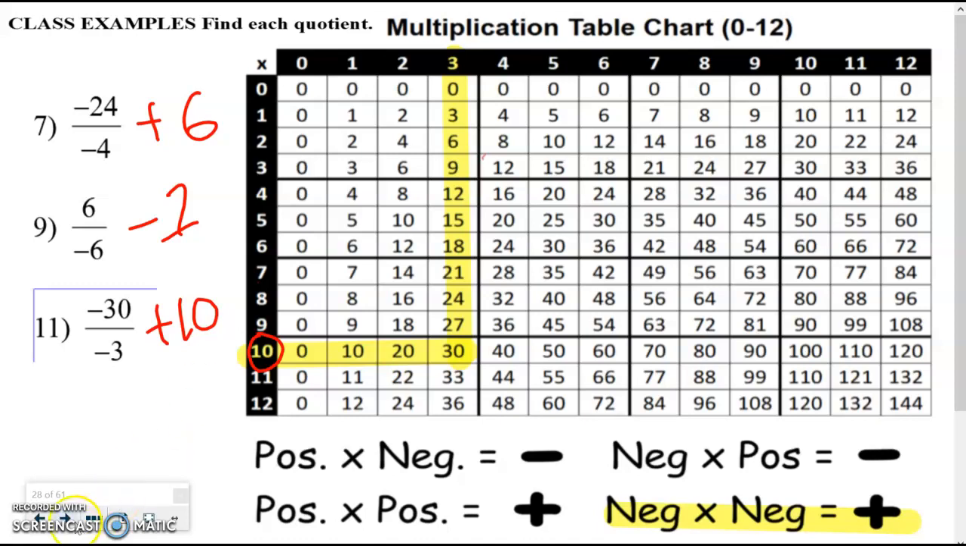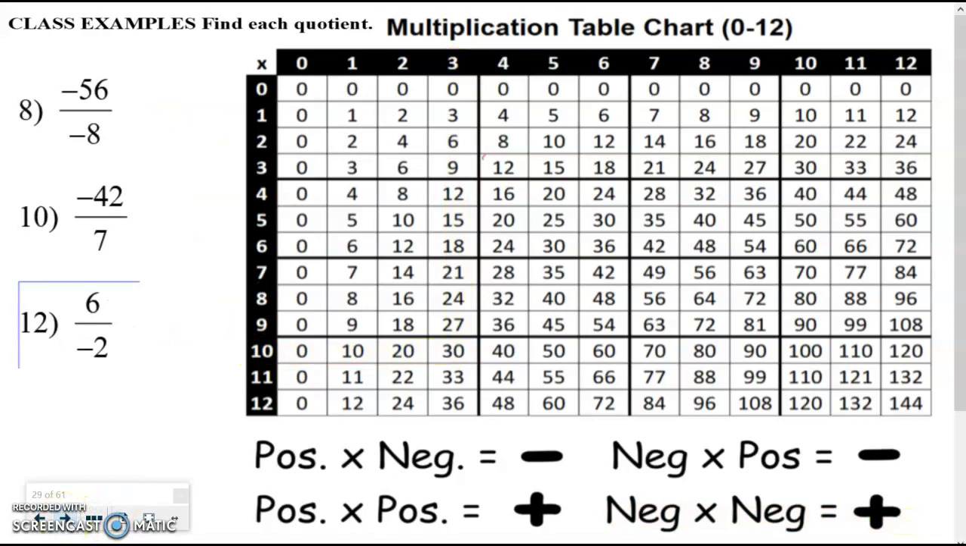Alright, let's go ahead and take a look at another one. Okay, here we've got a negative divided by a negative, which is a positive. And we go to 8, and then come down to 56, and then go over. Oh, I did this wrong. This one should be, you go to 8, go all the way down to 56, and then come over to 7. So you would get 7 on that one.